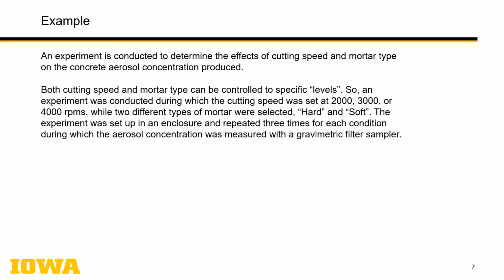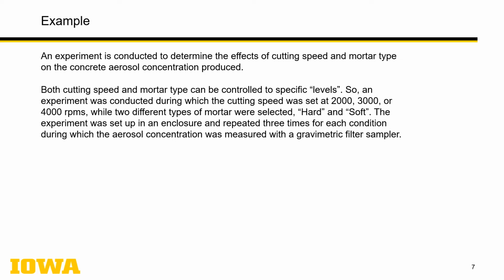Good. So an experiment was conducted during which the cutting speed was set at 2,000, 3,000, or 4,000 RPMs, while 2 different types of mortar were selected, hard and soft. The experiment was set up in an enclosure and repeated 3 times for each condition, during which the aerosol concentration was measured with a gravimetric filter sampler.